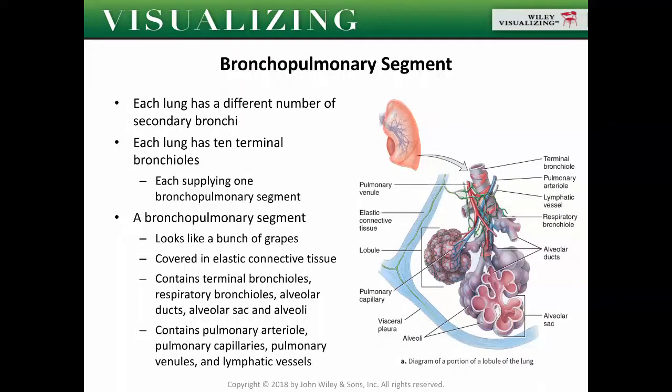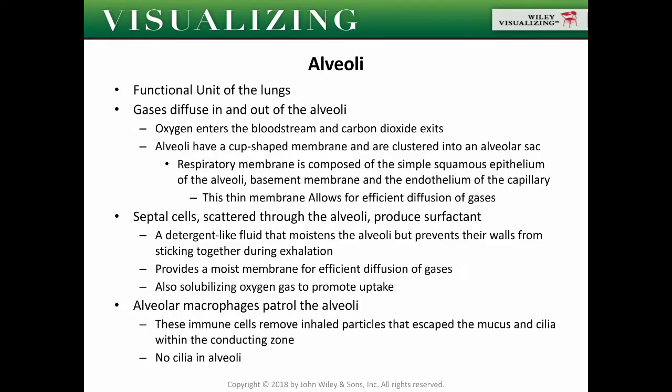So let's look at the alveoli. This is the alveolar sac, and these individual grape-like sacs are your alveoli. The alveoli are the functional unit of the lungs. This is where the gases diffuse. Oxygen enters the bloodstream and the carbon dioxide exits. They have a cup-shaped membrane and are clustered, basically looking like grapes. They are composed of just a simple squamous epithelium. Why? Because it allows movement of the gases. The gases move through diffusion.